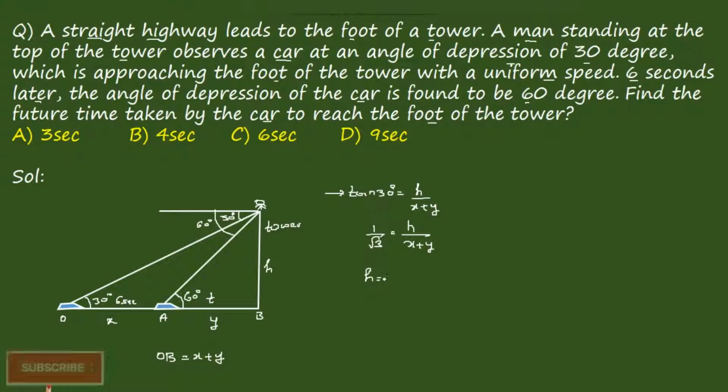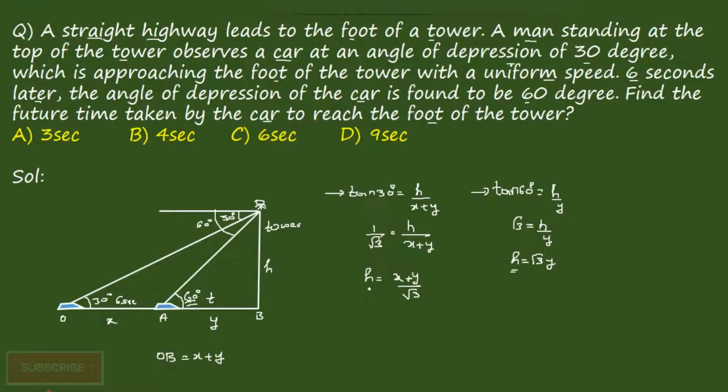Then we get H is equal to x plus y by root 3. If we consider tan 60 degrees, then tan 60 degrees is equal to perpendicular by base, so it becomes H by y. What is tan 60? It is root 3, equal to H by y. Then H is equal to root 3 y.